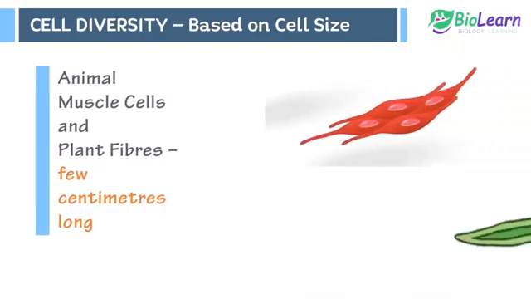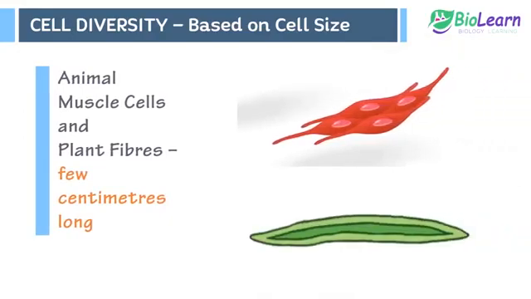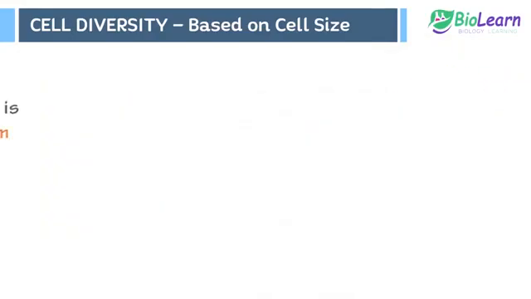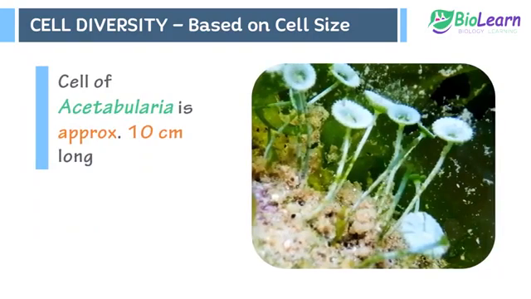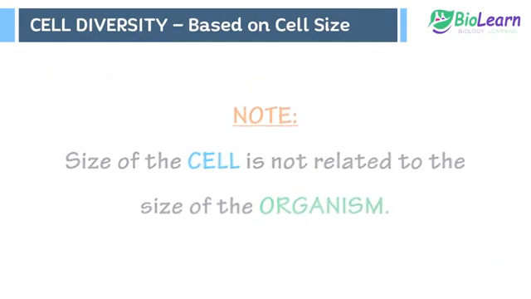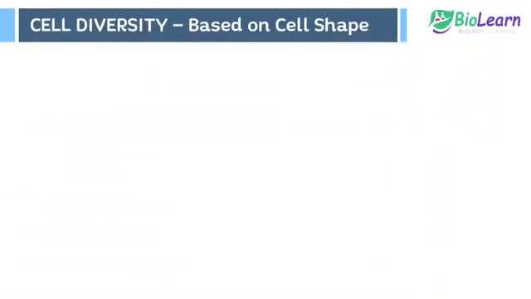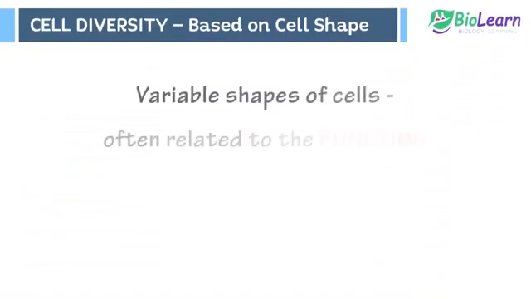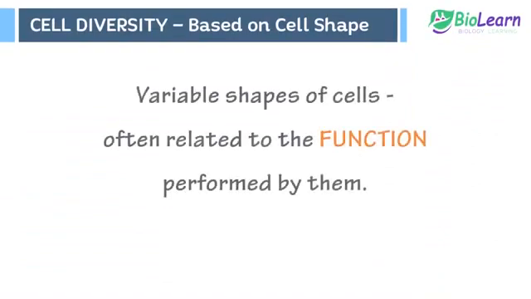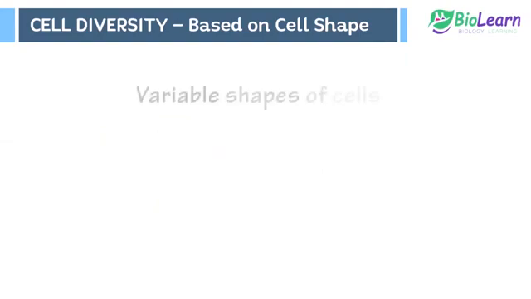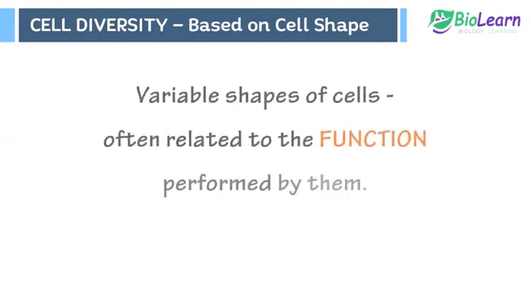Muscle cells in animals and plant fibers are a few centimeters long. The cell of a unicellular alga, Acetabularia, is about 10 centimeters long. However, the size of the cell is not related to the size of the organism. The shape of different cells is variable. It is generally round, spherical, or rectangular. The shape of the cell is often related to the function performed.